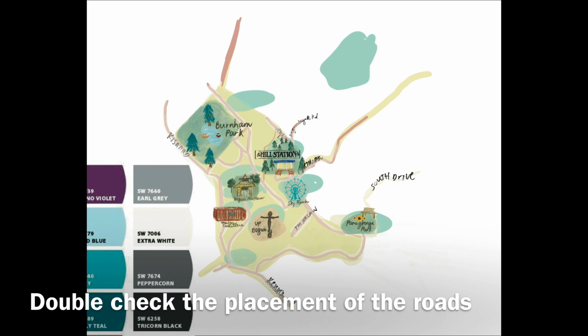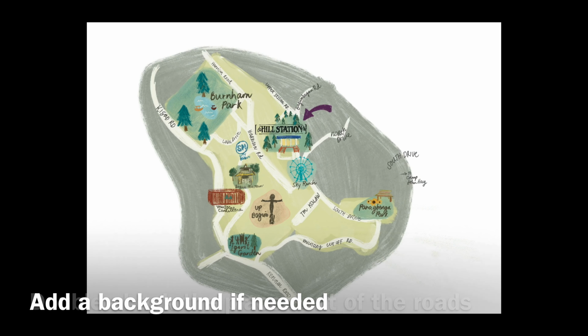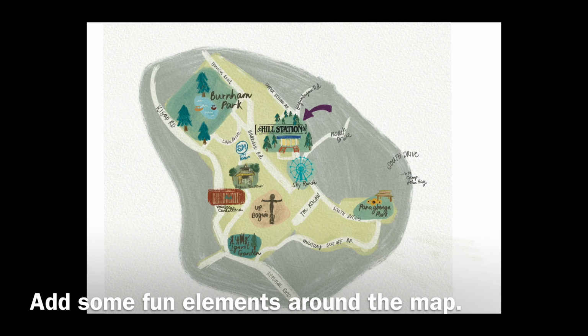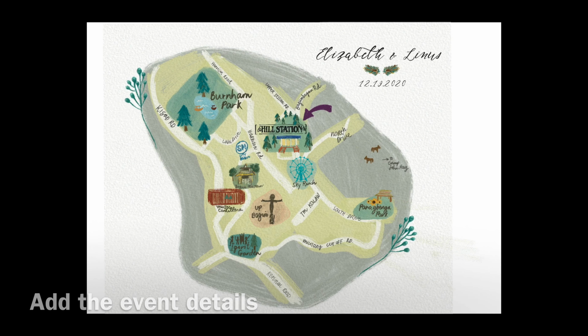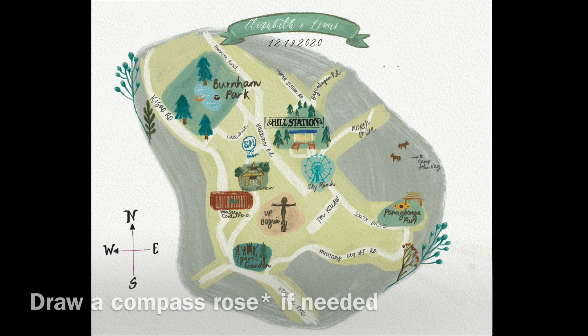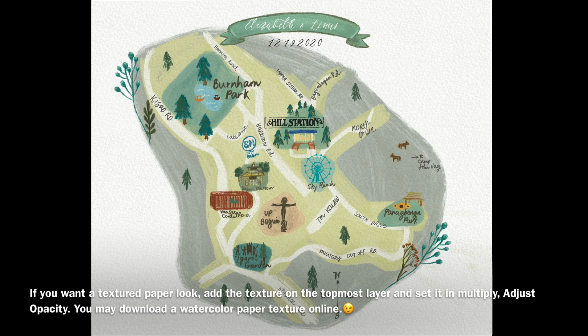And so on another layer, I made sure all the major roads were there. Added a background color that's darker. You can add the fun elements like trees or any animals like horses or cows if it's in a rural area. And yes, there's a rose compass there. And you can stylize the trees around the area.